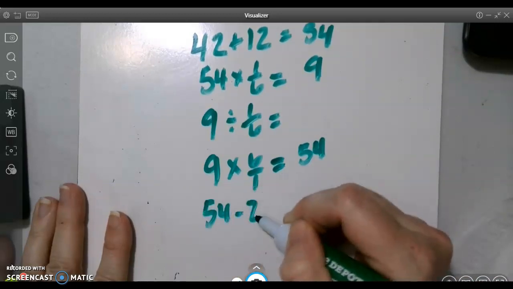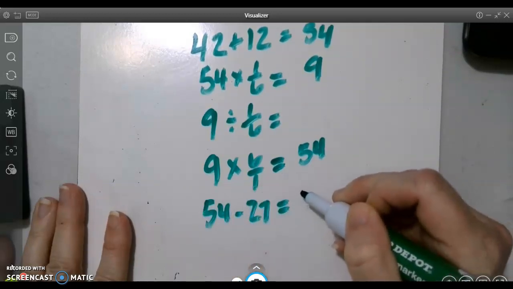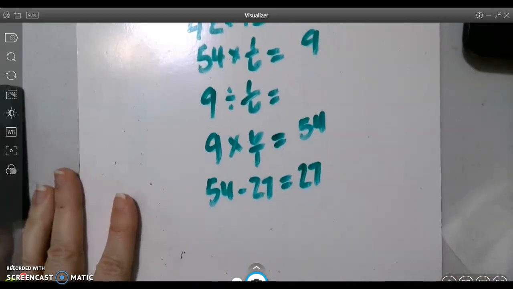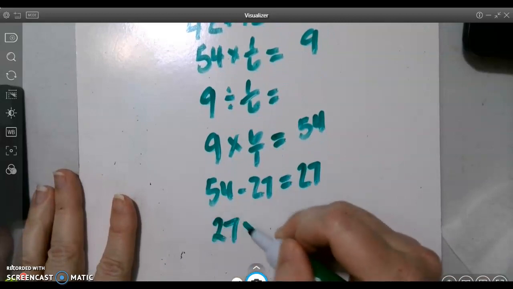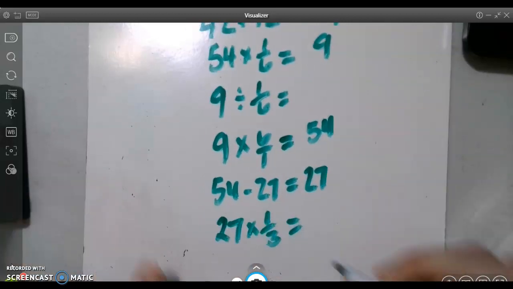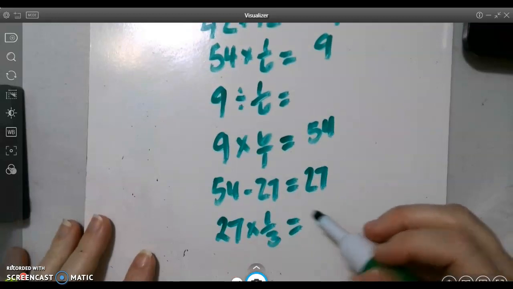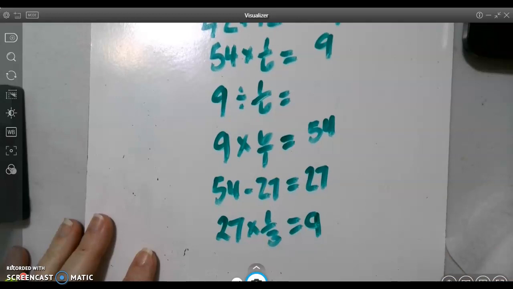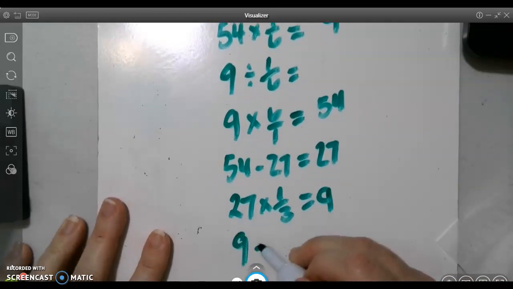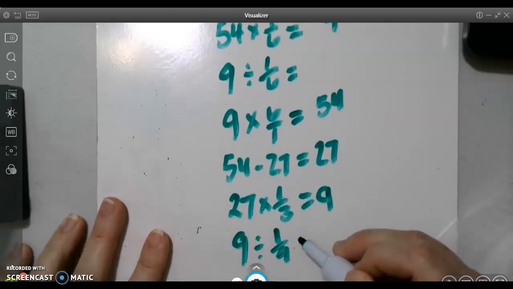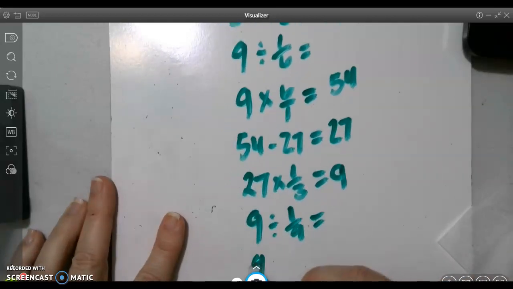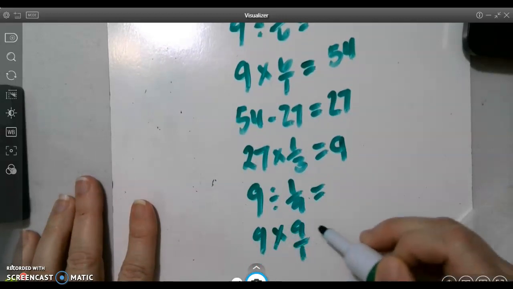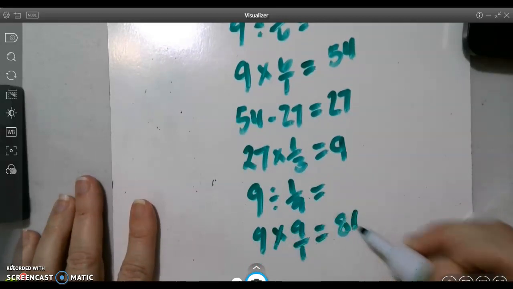54 minus 27 equals 27. 1/3 of 27. 27 times 1 is 27. Divided by 3 is 9. 9 divided by 1/9 equals keep, change, flip. That equals 81.